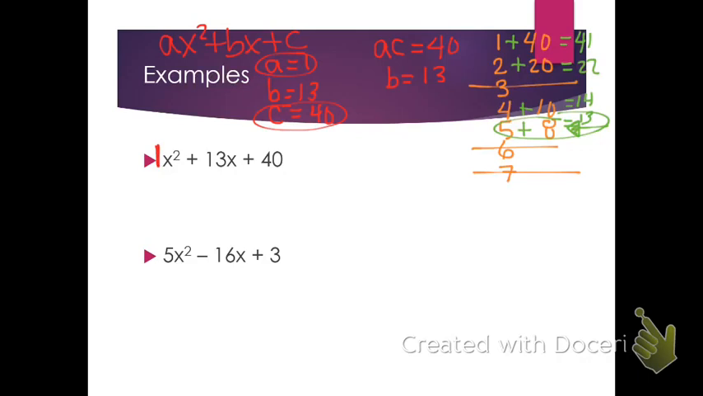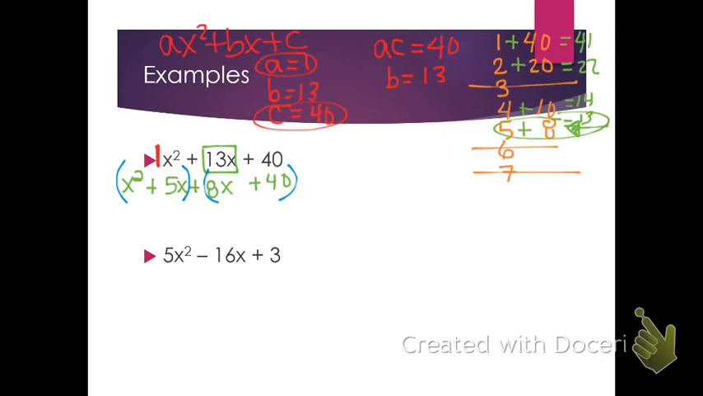So the next step, after I found the 2 numbers that multiplied to ac and added up to b, was to replace the middle term with those values. So I'm not going to be changing the x squared. I'm not going to be changing the 40, but I'm going to be changing the 13x into 5x plus 8x. Now, if you decided to write 8x and 5x, like you switched them, that's okay too. Addition is commutative. You will get the same solution in the end. Right, our next step was to group these 4 terms into groups of 2. The first 2 will go together, and the second 2 will go together.